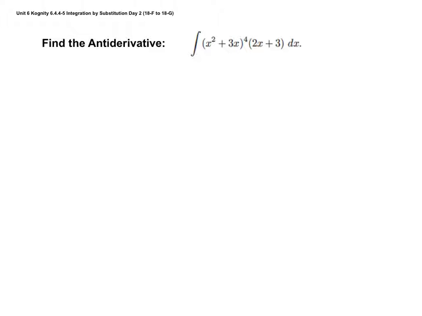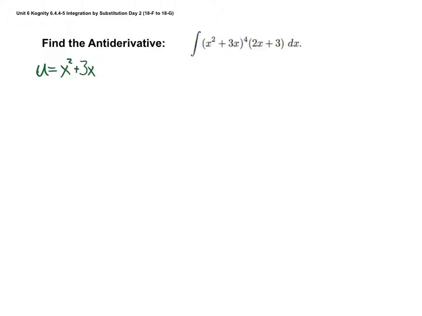We have two different things. We have a 2x plus 3 and we have an x squared plus 3x. But think about which one of those is inside of another function. The x squared plus 3x is being raised to the 4th power. So I'm going to try making that the u. u is x squared plus 3x.